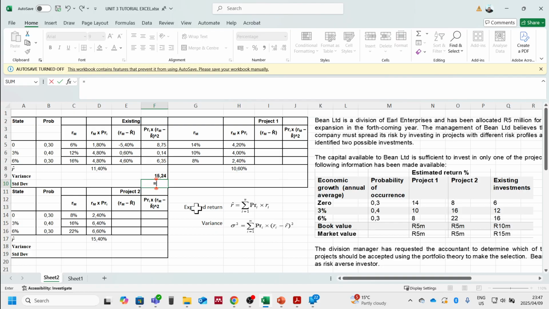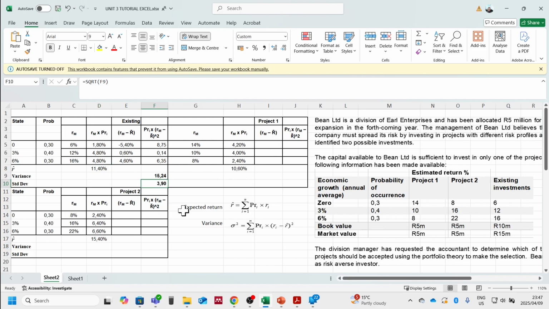And then lastly, we calculate the square root of 15.24%, giving us 3.9. So I'm just going to fix this up. The exact figure is 3.9%. This is the risk associated with this investment. So our already existing investment has a return of 11.4% and a risk of 3.9%.